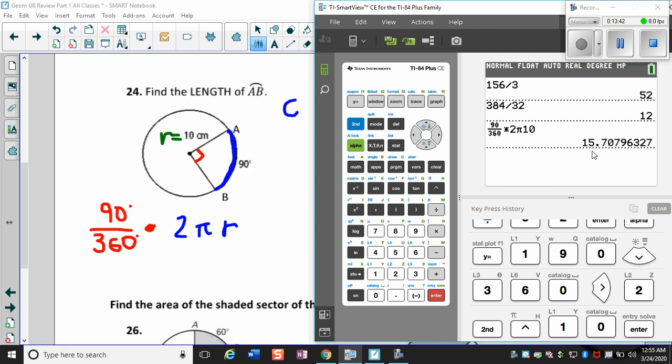So rounding off to the nearest tenth, since 10 only has one 0 in it, I need one number after the decimal. However, we always have to look at the neighbor, what's next to it. If it's 5 or more, then we increment that number by 1. Here it's 0, so we're just going to keep it at 15.7, all right?